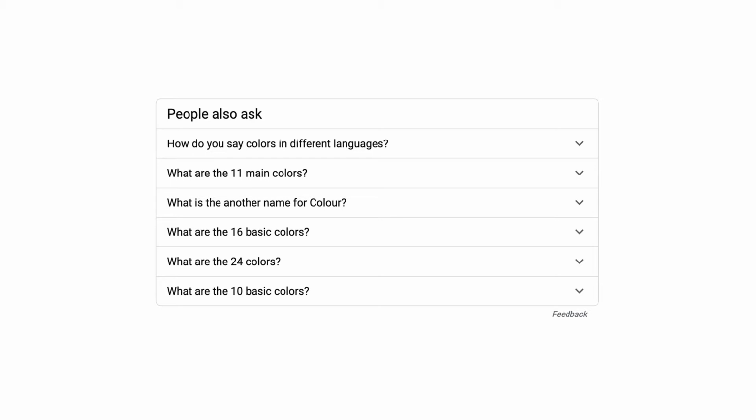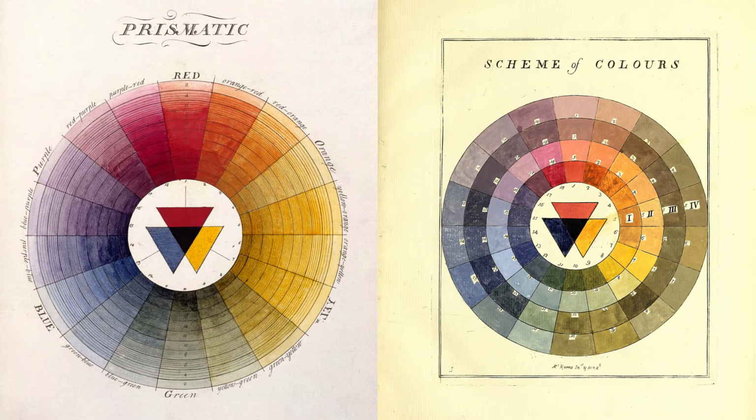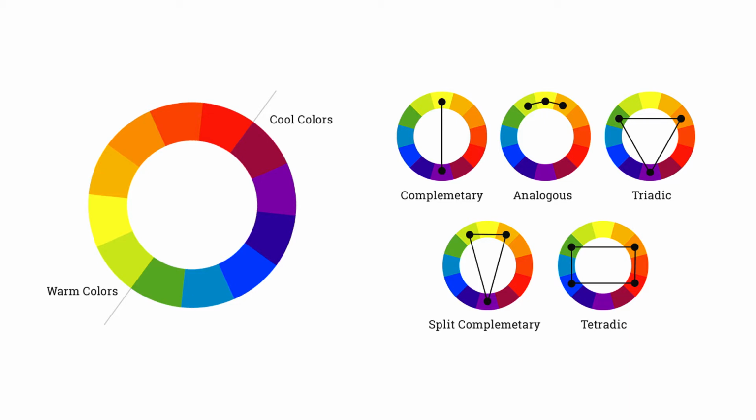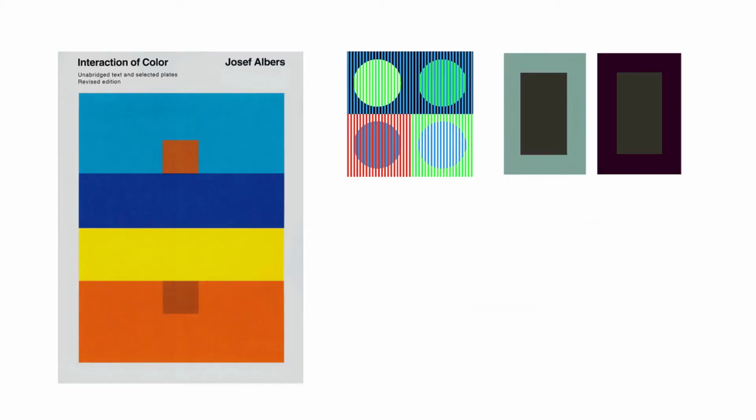Like, ask Google, how many main colors are there? 11, 16, 24, 10. We might have been exposed to a history of color study, and we're familiar with the color wheel, and all of that's really useful information that's been done by scientists and artists analyzing color. We might have been introduced to different color schemes like complementary, analogous, etc. I might know that colors are warm or cool.